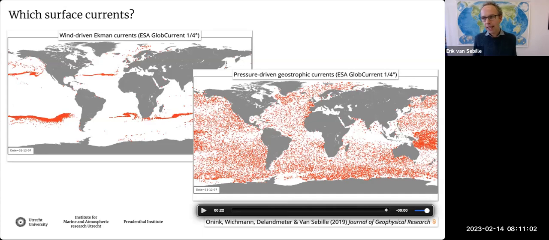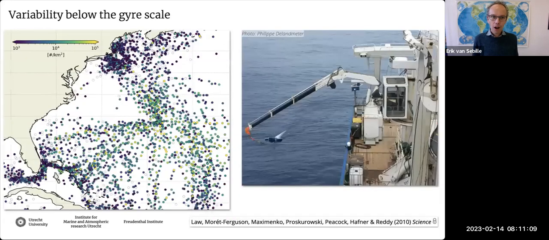But I've since come to realize that actually the more interesting questions are not at the basin scales. The interesting questions are far below the gyre scales.